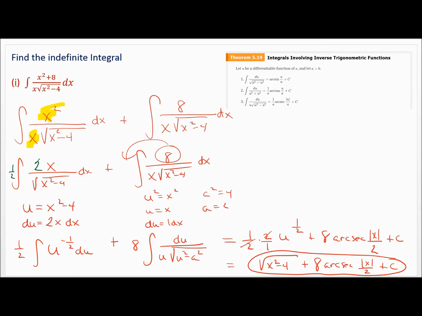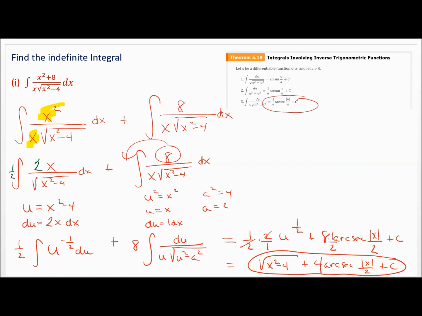And when I circle my answer and move on, I always try to check my work and listen, I noticed something. Maybe you did too. The formula for arcsecant. The 8, remember, was in front of the integral. We have to do 1 over a. I left off the 1 over a, so this is times 1 over, my a is 2, which is going to change that 8 over 2 to 4. So we have the square root of x squared minus 4, which was my u over here, plus 4 arcsecant of absolute value of u over 2 plus c. So this looks more like my official answer.